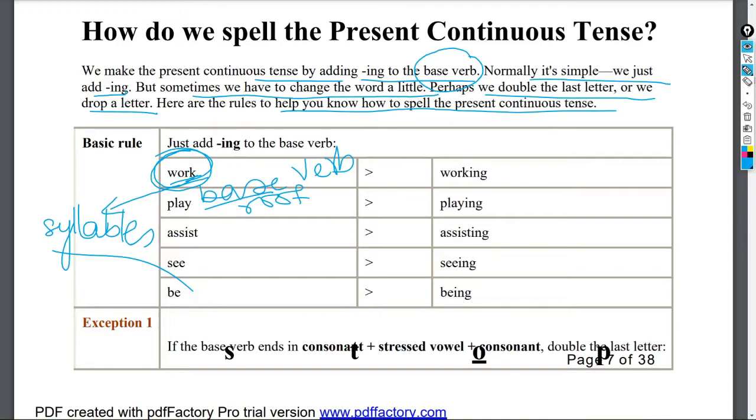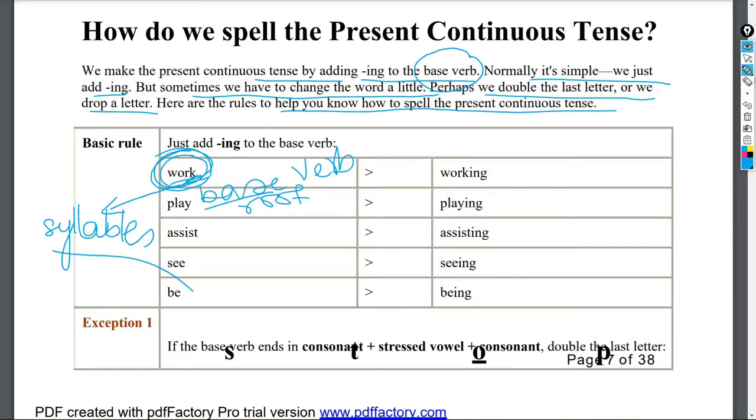Isme kitna syllable hai? Syllable ka matlab kya hai? So, jab hum ek word ko pronounce karenge, if only one atom is needed, to usko one syllable bola jata hai. Means actually it is the attempt of the utterance or the attempt of the pronunciation. To ye jo verb hai, jab hum bolenge, isme kitna atom chahiye pronounce karne ke liye? Keval ek atom chahiye, work.